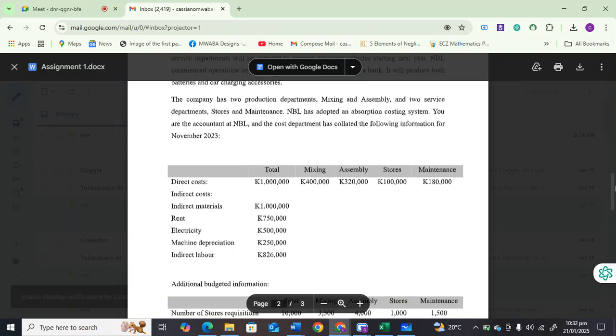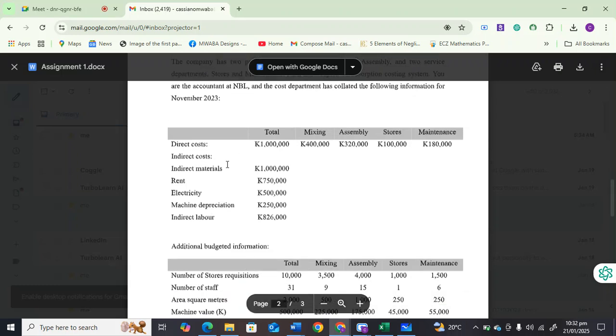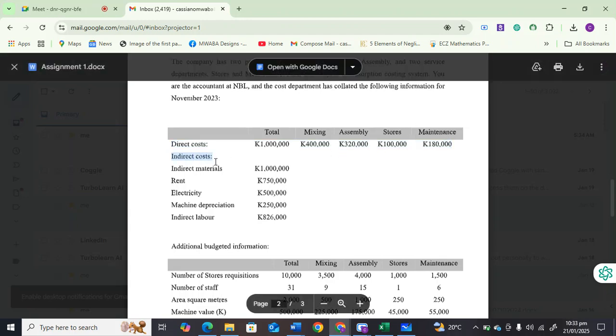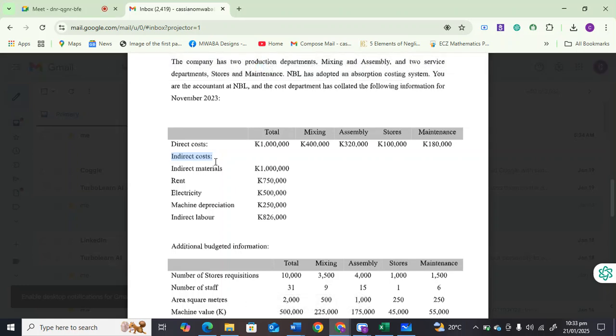All right, it's got four departments. Now, as you can see, we have overheads here. Okay, here this is to confuse you. Remember, this is accounting for overhead. So if you see direct materials, you ignore. We are only dealing with these indirect costs. These are the overheads.